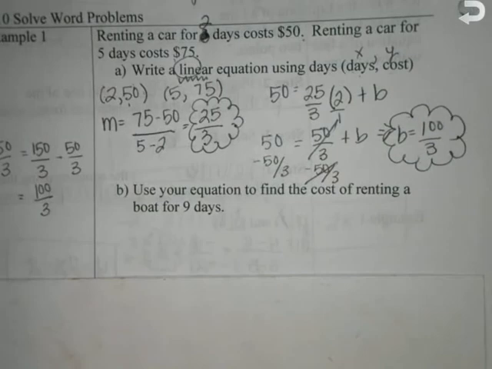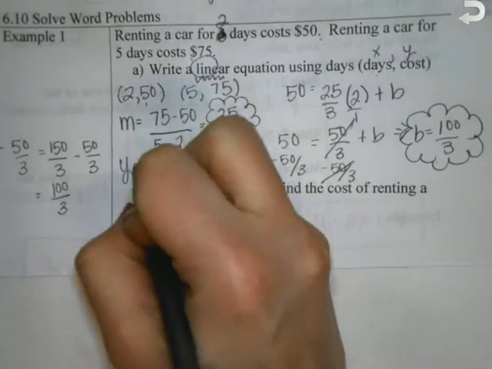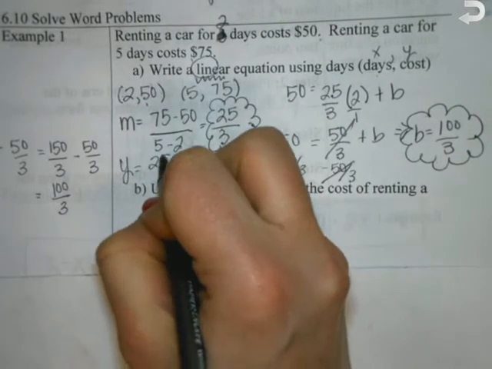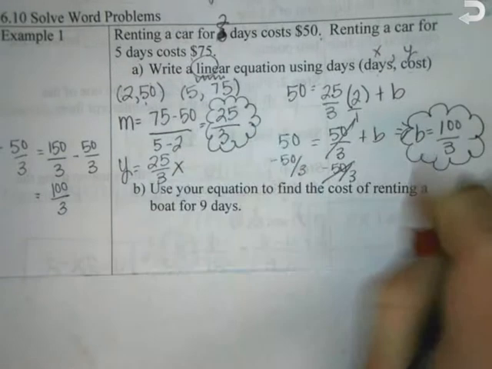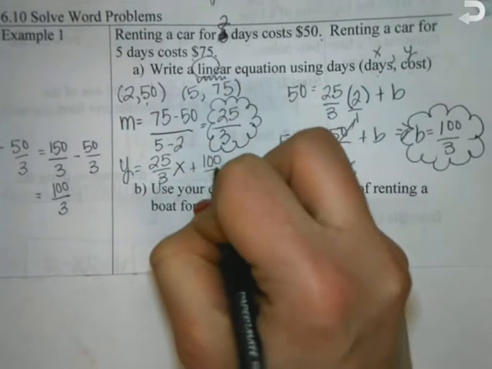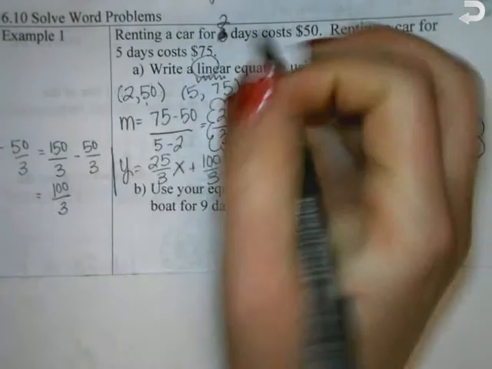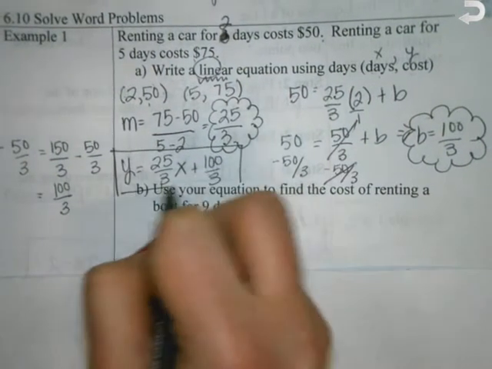Okay, so let's plug it back in. Y equals 25 over 3, x, plus 100 over 3. Is it the same thing we did before? It's the exact same thing we did before, but there are just fractions for this one.